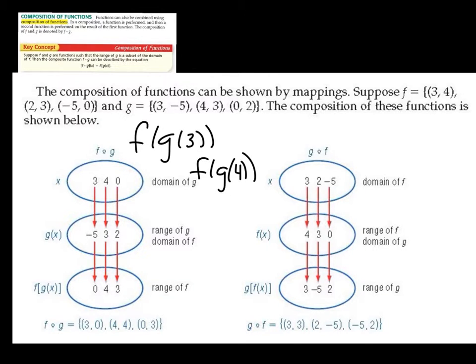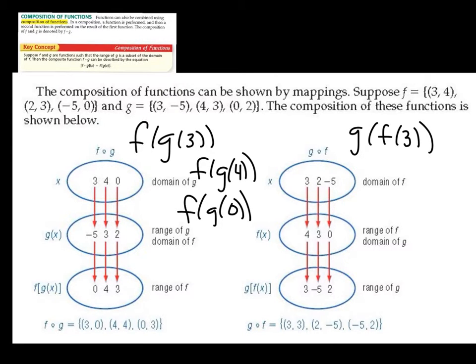If we do f of g of 4, g of 4 is 3. And then I want to find f of 3. That's going to be 4. To evaluate f of g of 0, g of 0 is 2, and f of 2 is 3. So they write the answer with the ordered pairs. This is what we started with, and this is what we ended with, beginning, end.